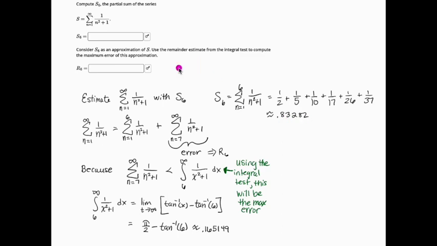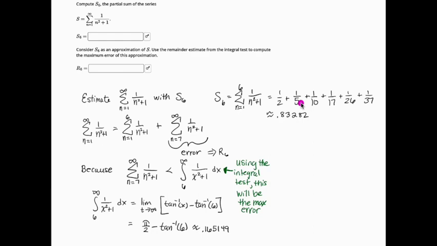The second part says, consider the partial sum, S6, as an approximation of the entire series S. Use the remainder estimate from the integral test to compute the maximum error of this approximation. So when we look at the entire series, the question is saying that we can estimate it with 0.83282.